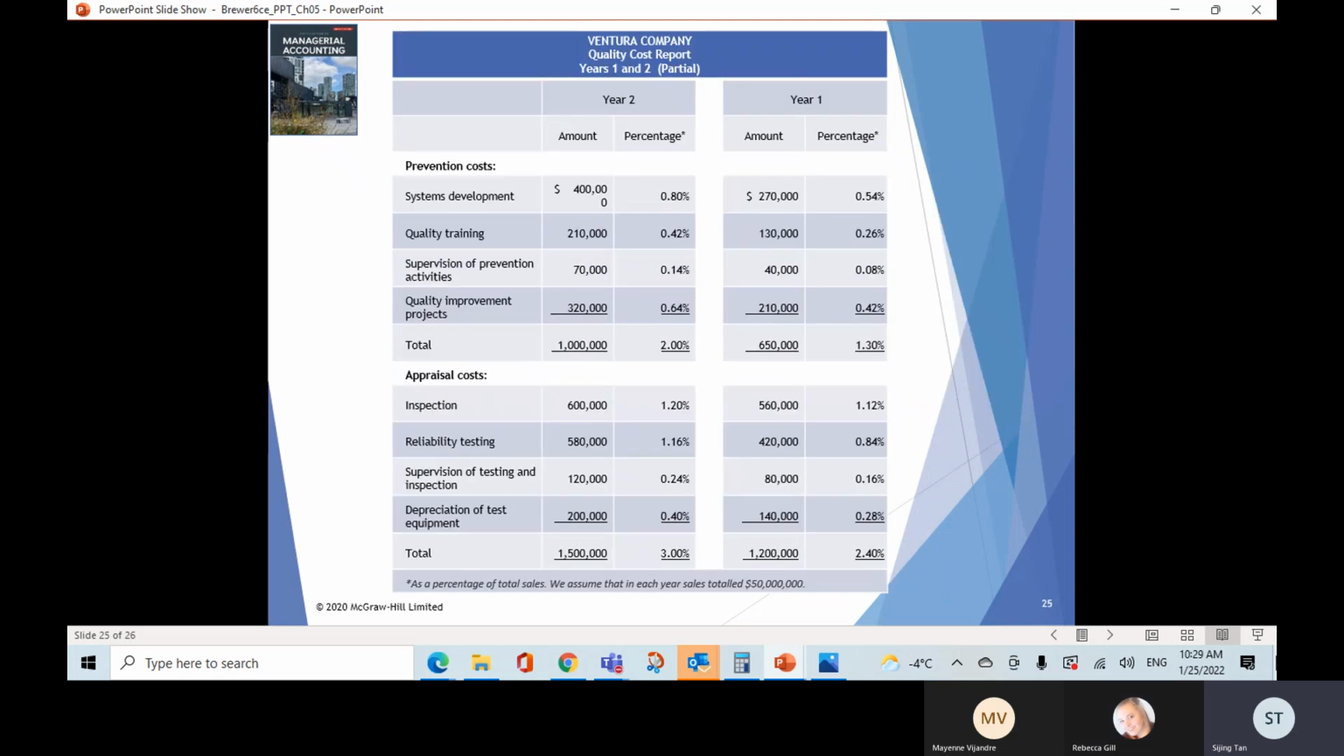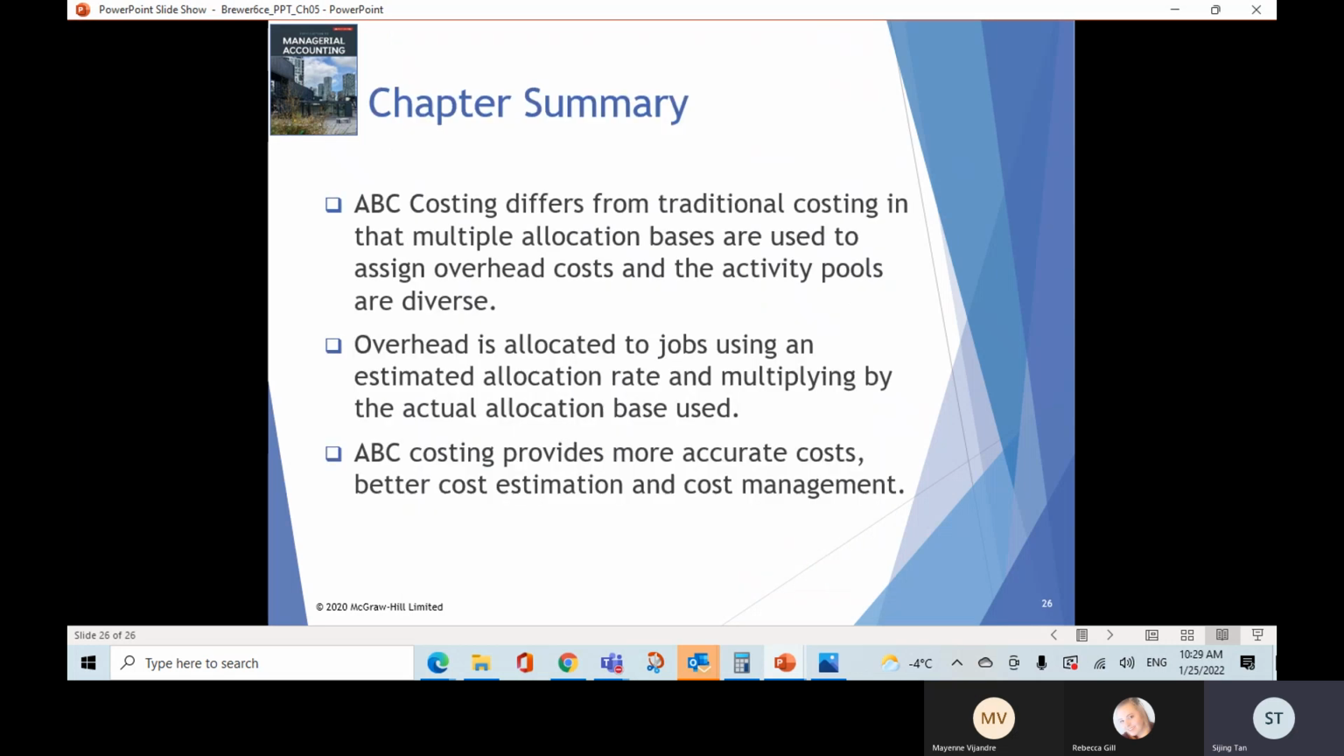So it shows samples of the quality cost report. We can see that they actually just show 2 different categories, but actually there are 4. So when you see the prevention cost, you see the system development spent a total of $400,000, and the percentage of total sales is 0.80%. Right. So those are examples. If you are interested, you can read the textbook. They have a detailed explanation.